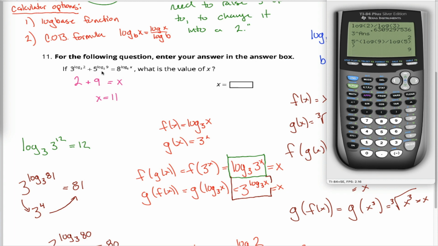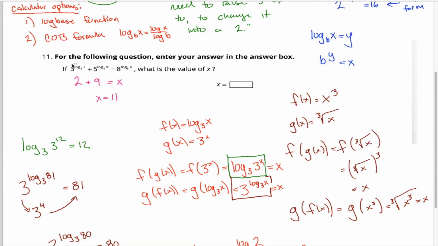Even if you didn't really understand logs, if you had this change of base formula memorized and you'd use your calculator a little bit, you might start to see some patterns. You might notice that this 3 and this log base 3, loosely speaking, cancel out and you're left with just a 2. And this 5 and this log base 5, loosely speaking, cancel out and you're left with just a 9. And you might therefore assume that this 8 and this log base 8 is going to kind of sort of cancel out and you'll be left with just an x, and that's exactly what happens.